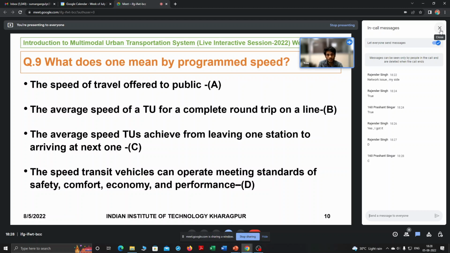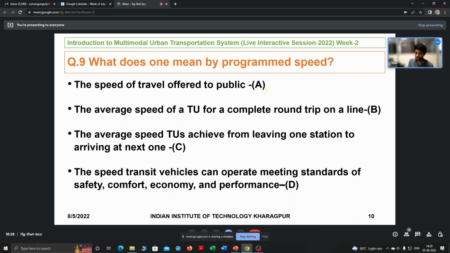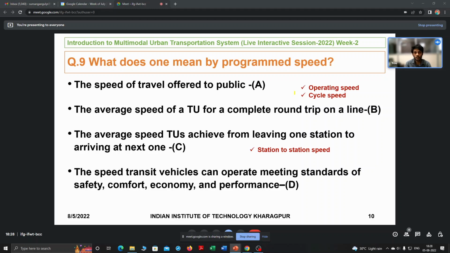So then, let's discuss each and every point. What is the speed of travel offered to the public? What do you mean by offered to the public? Suppose you are availing a bus which is running during peak hour. Then obviously your operating speed will be low. What is the speed that the vehicle is traveling? It will be low compared to the morning hour or the lean hours, right? That is the actual speed that is offered to the public. So it is called the operating speed.